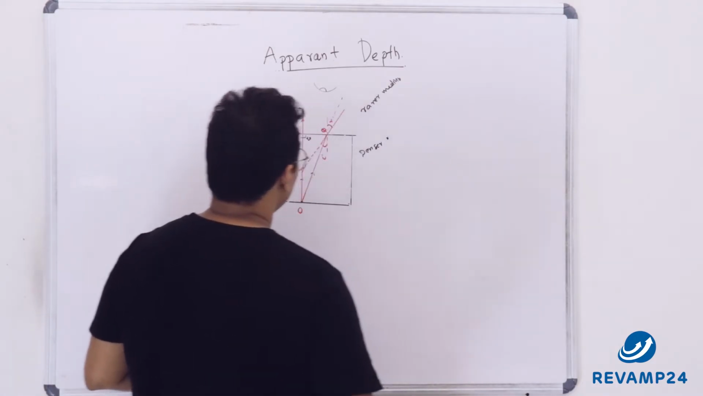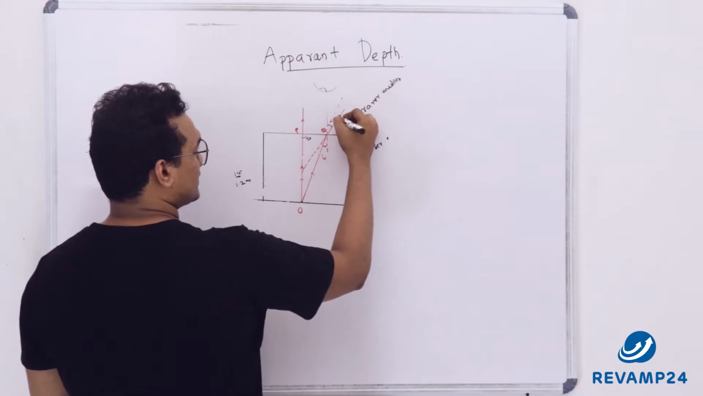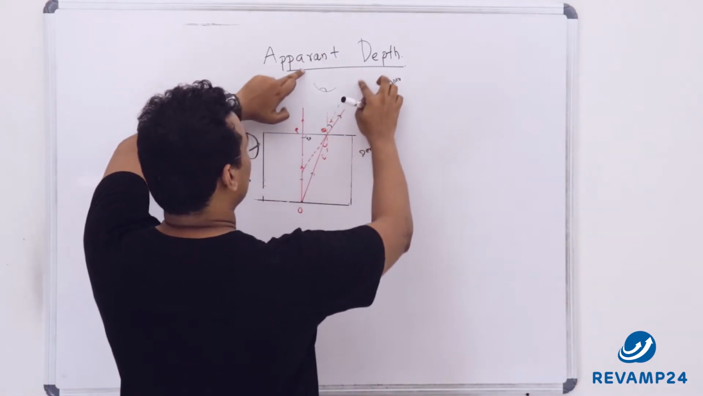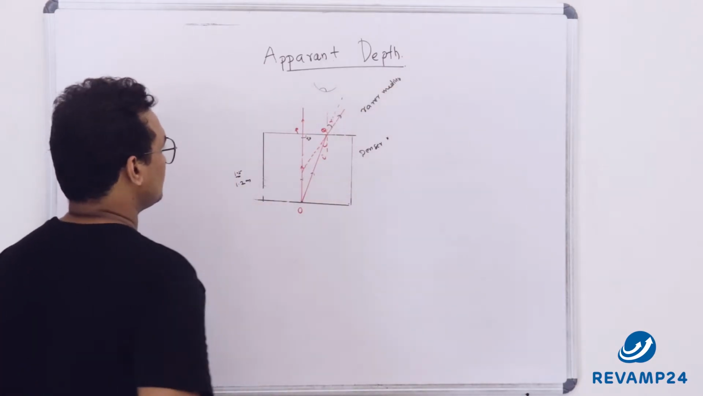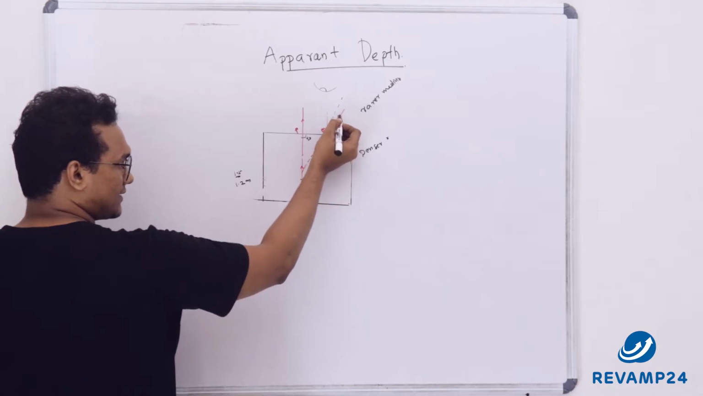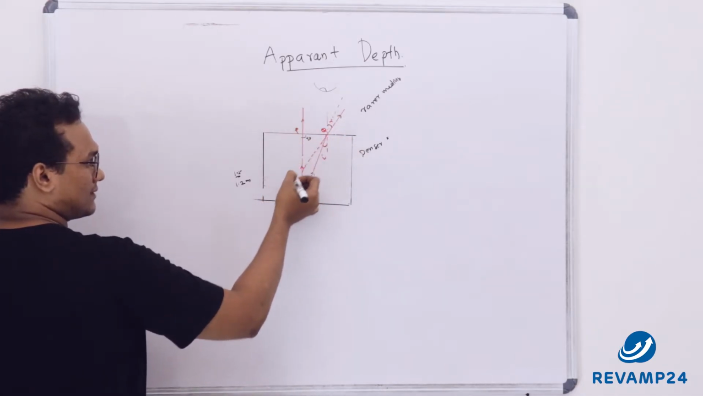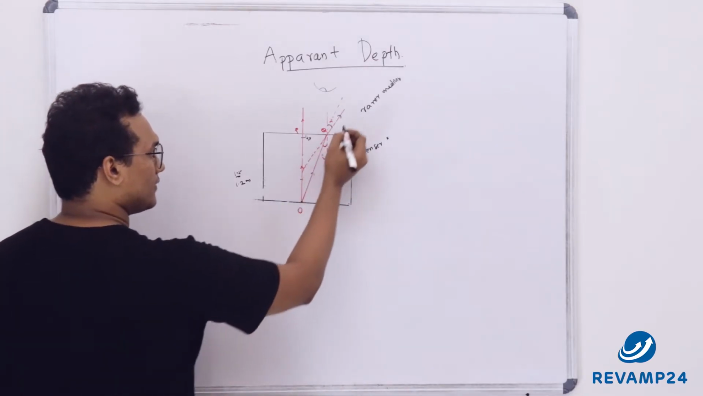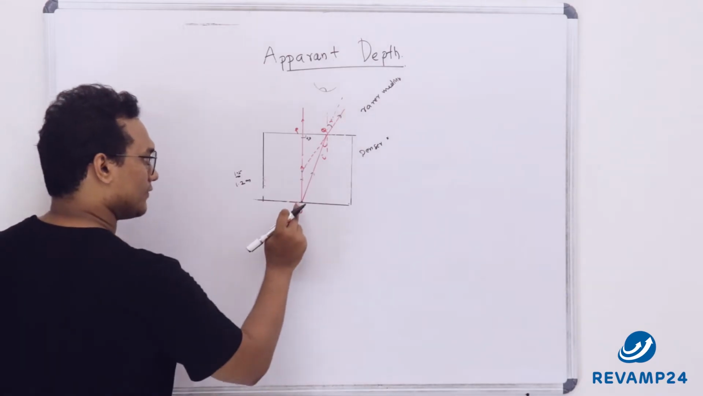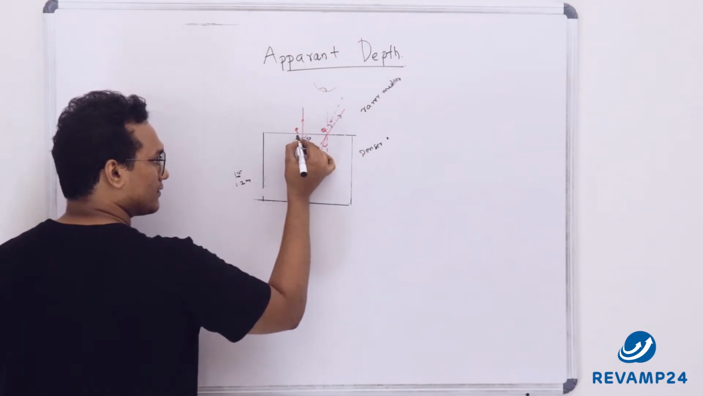Now in this tank, this ray would reach our eye. So we have two rays now reaching our eye. One is this and another one is this. This ray is saying that the bottom point is somewhere in this line, and this ray is saying that it is somewhere in this line. So the point of intersection of these two lines is here. So when we actually see from the top, we would see the bottom point here.